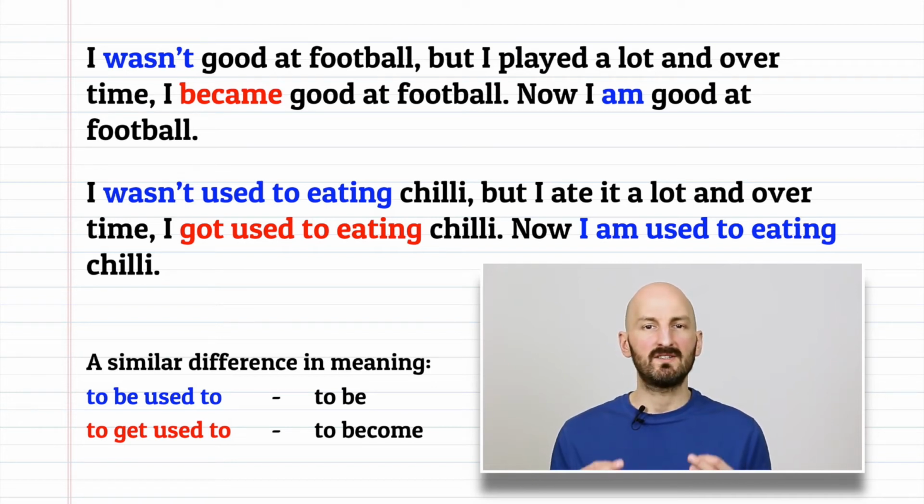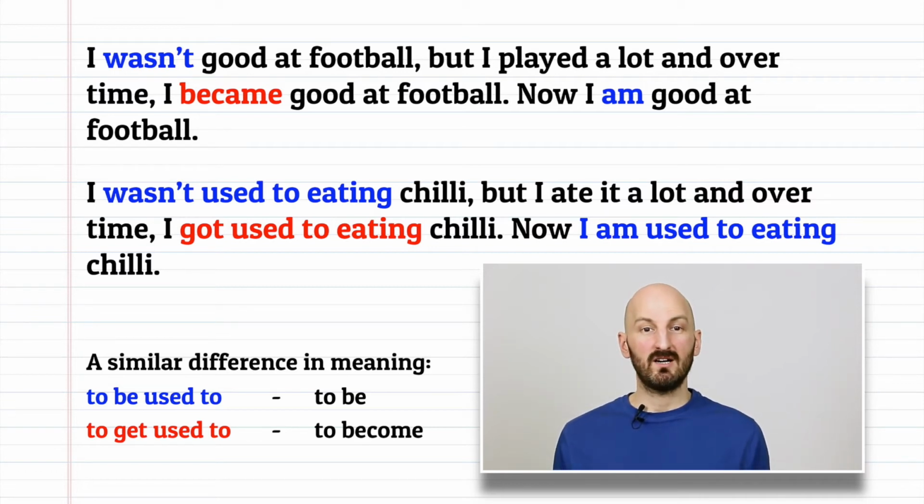To be used to and to get used to work in exactly the same way. I wasn't used to eating chili, but I ate it a lot and over time I got used to eating chili. Now I am used to eating chili. We use to be used to and to get used to describe things we are familiar and comfortable with. But remember, they don't describe ability. They only describe something you are familiar with or comfortable with.